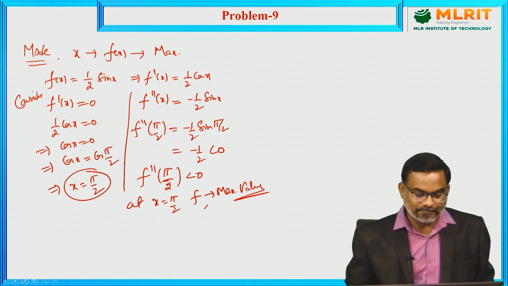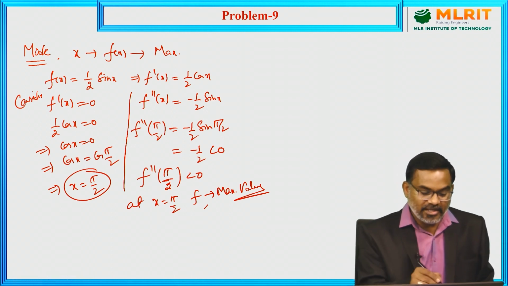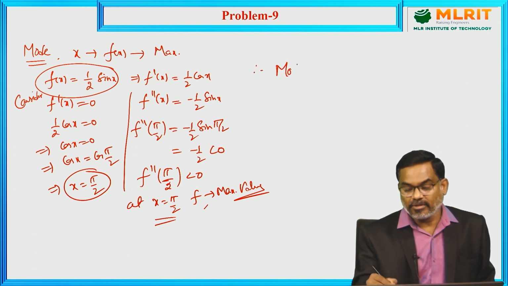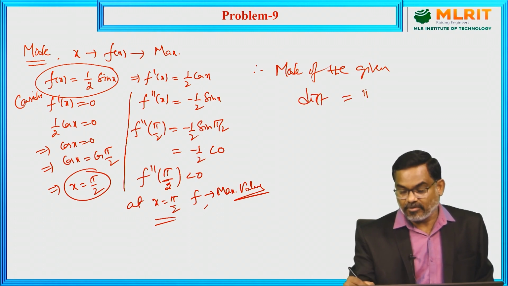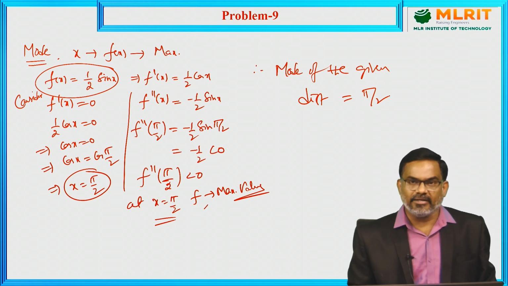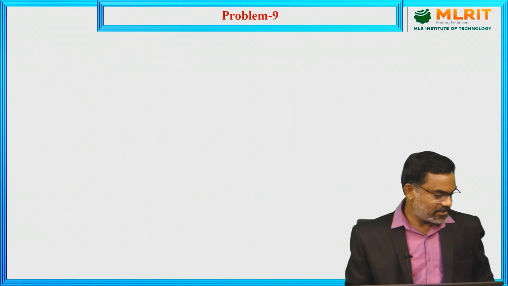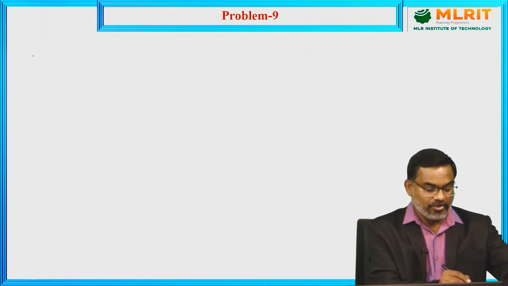So, here the mode is the point at which the function attains its maximum value. Here this function attains its maximum value at x equal to pi by 2. Therefore, the mode of the given distribution is also pi by 2. Already we have calculated the mean, that is pi by 2, and the mode is also pi by 2. Now, let us calculate the median of the distribution, the third one.